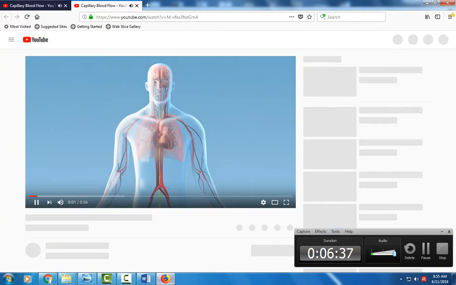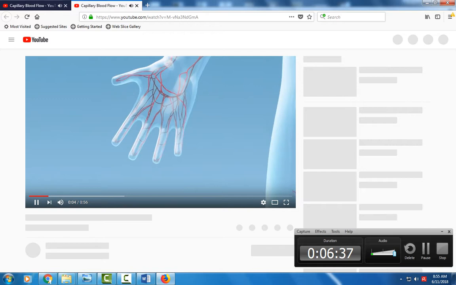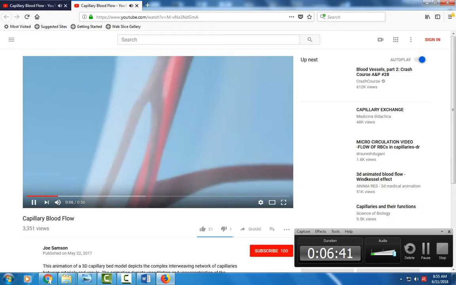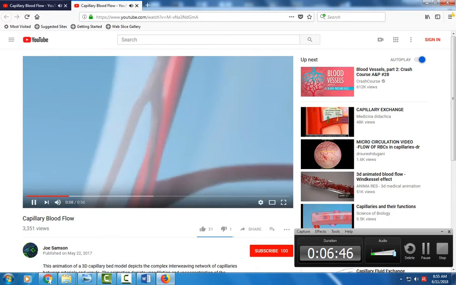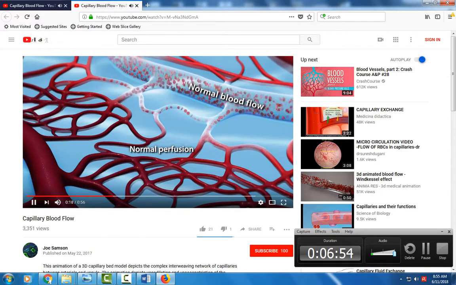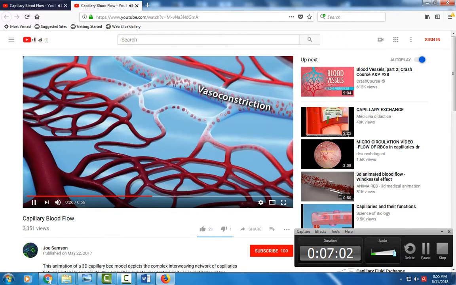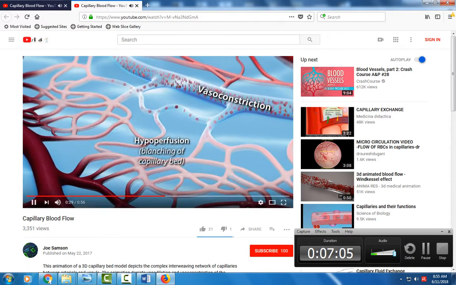Here we go. So, looking at capillary flow, again, we have arteries branching to arterioles and leading to capillaries. This blood flow here. Here is an arteriole, and here's our capillary bed. So when we have normal blood flow, we have good flow of blood vessels into the capillary bed. But if we have something called vasoconstriction, that means our blood vessels, our arterioles, are constricting, the diameter is getting smaller, and that slows the flow of blood into the capillary bed.